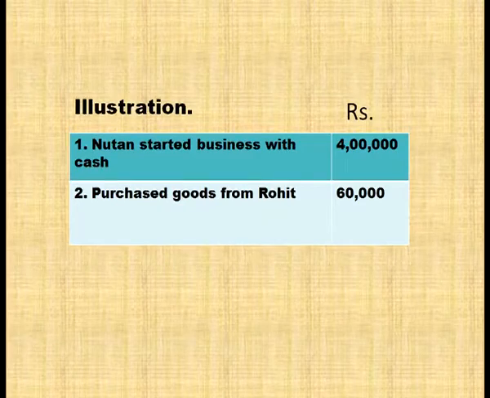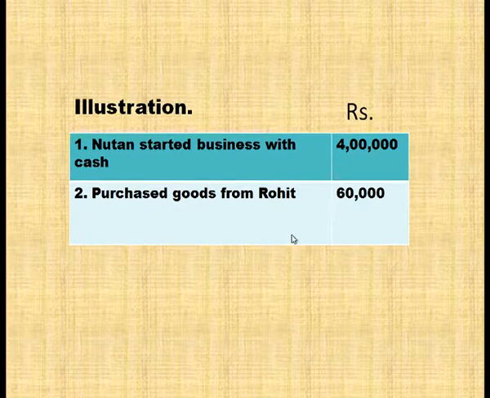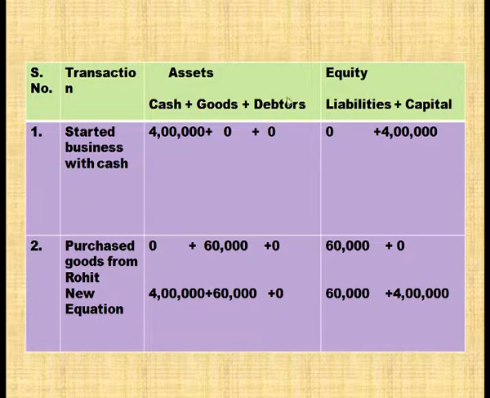Another transaction, Nudan started business with cash 4 lakh, purchased goods from Rohit 60,000. To prepare the accounting equation, you have to draw the accounting equation format and write the transaction. In the cash column, add 4 lakh. In the capital column, add 4 lakh. Purchase goods from Rohit. Goods are coming inside the business. So, in the asset side, draw a column for goods, add 60,000.